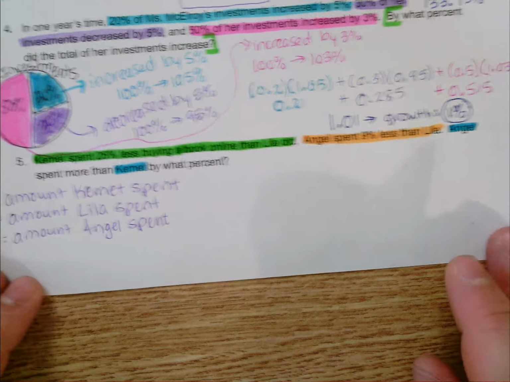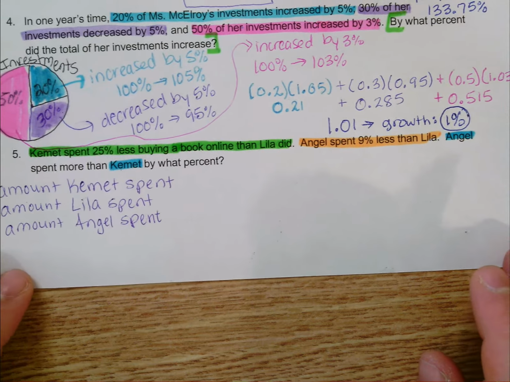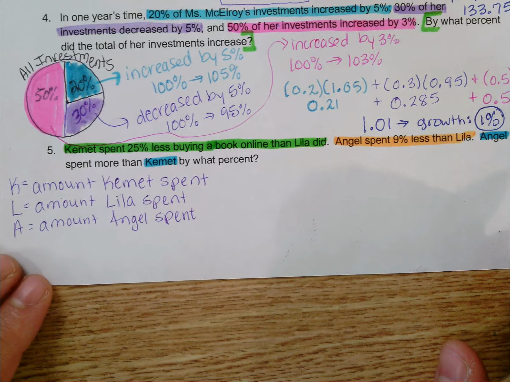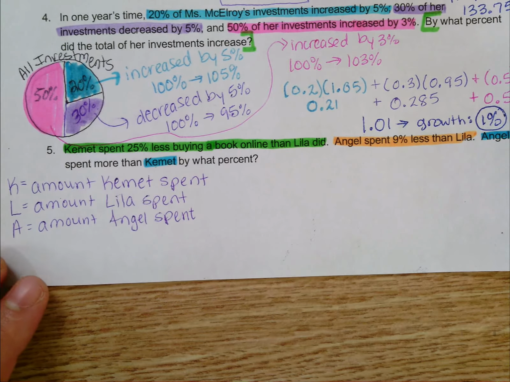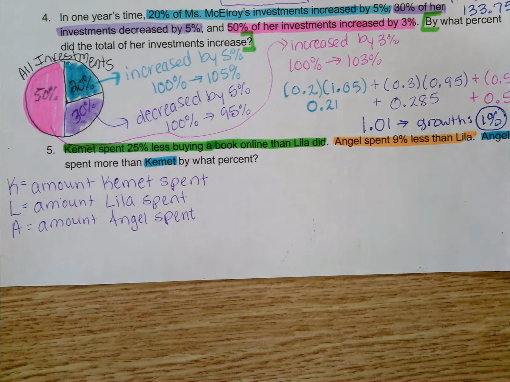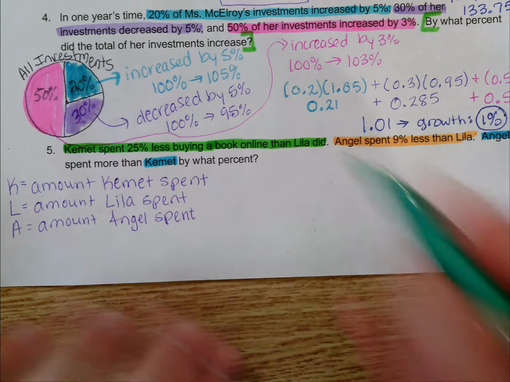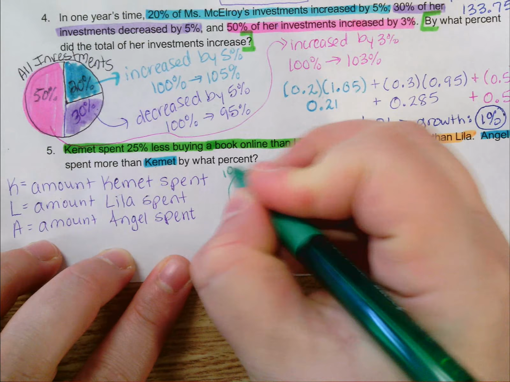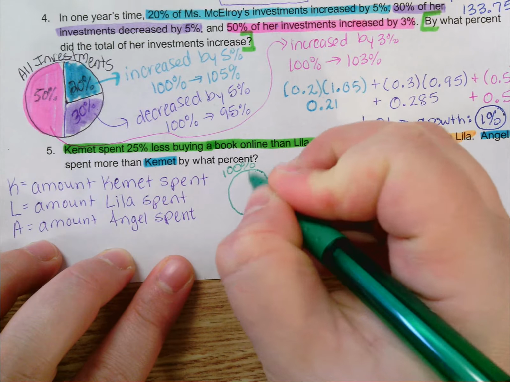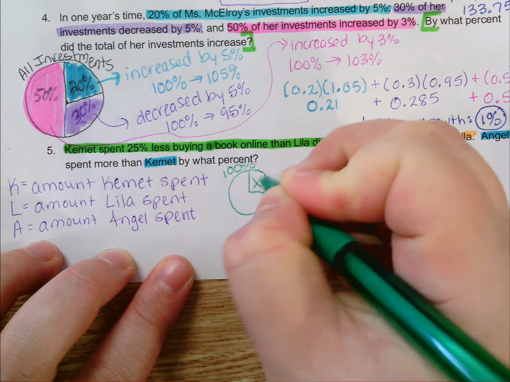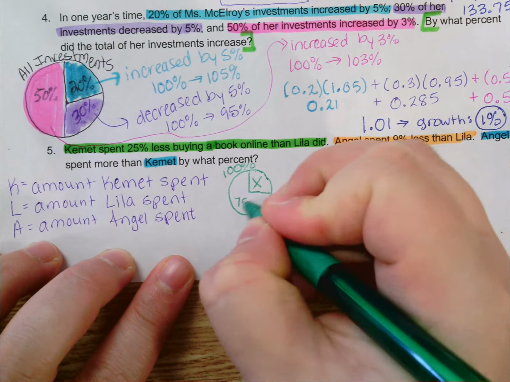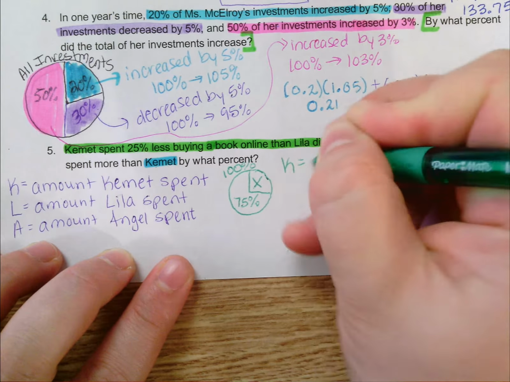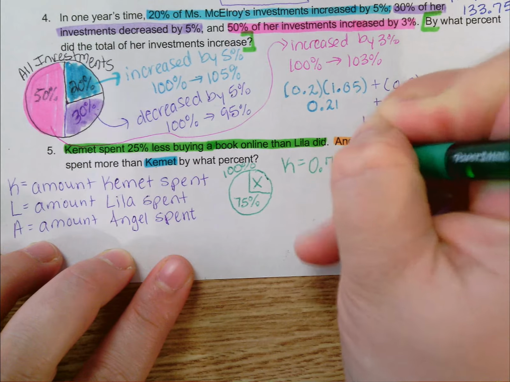All right. Now we need to write some equations that allow us to compare these amounts. So, my green highlighted section. Kemet spent 25% less buying a book online than Lila did. So if I think about Lila's whole amount as 100%, Kemet spent 25% less. So she didn't spend this 25%, which means she did spend this 75%. So Kemet's amount is equal to 75% of Lila's amount.